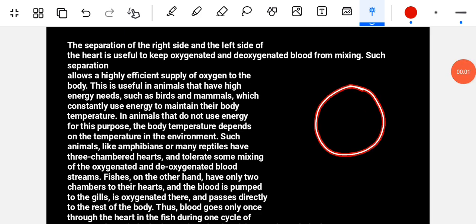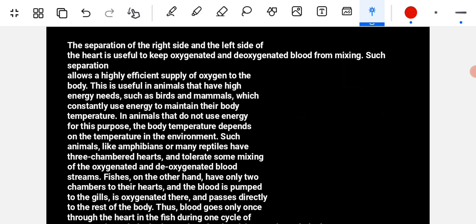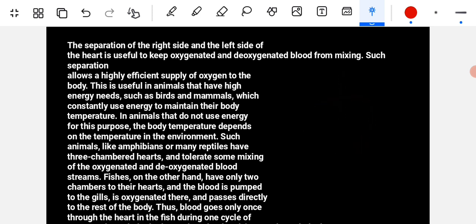We know that if this is the heart, the left side and the right side partition is very important. Why is it very important? We know that here there is oxygenated blood and here there is deoxygenated blood. For the separation purpose, it is very important. If there is a particular separation, then there will be a high efficiency of supply of the oxygen all over the body, and the oxygen can be supplied in a very particular way.